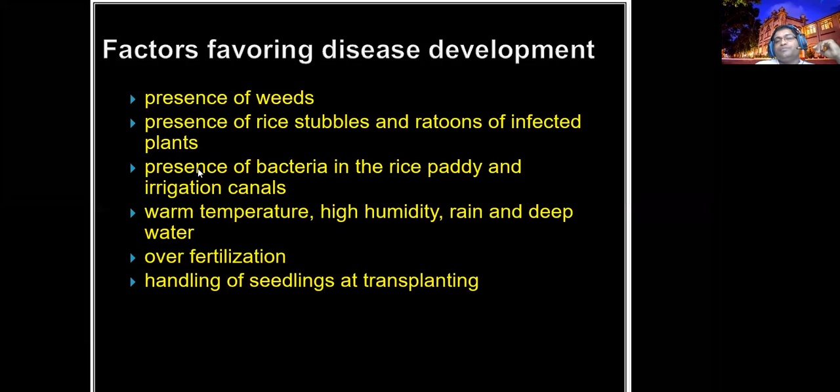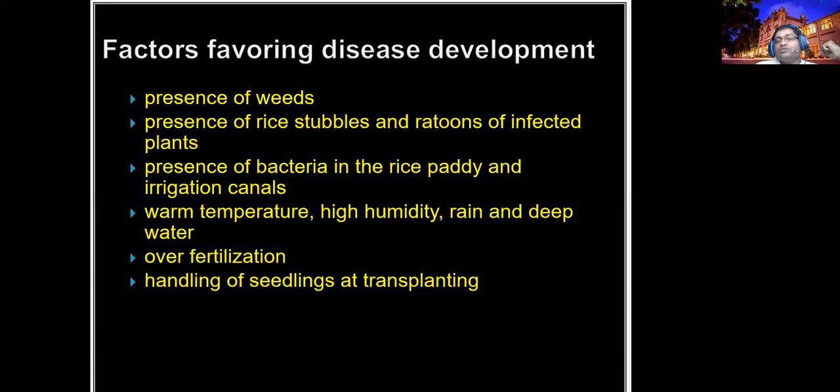Factors influencing the development of this disease: presence of weeds, presence of rice stubbles and ratoon, because the bacteria can survive in them, and presence of the bacteria in the rice paddy and irrigation canal. If the bacteria are there in the water and irrigation canal, they can move and your field gets infected. Warm temperature and high humidity, like fungal conditions, favor the disease. The bacteria can easily move to the field and initiate infections.